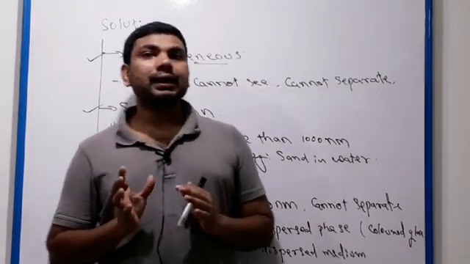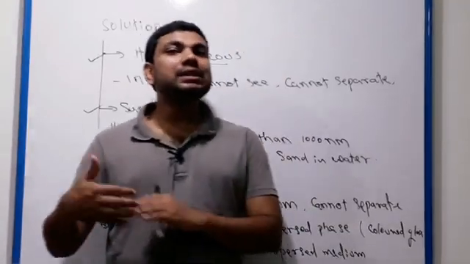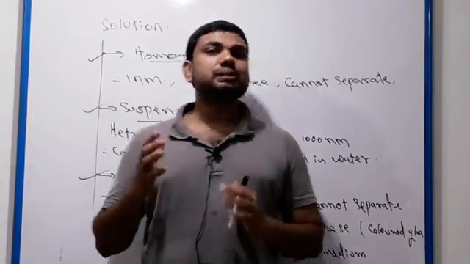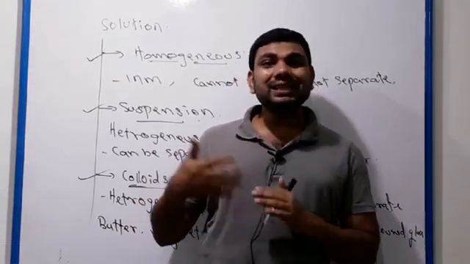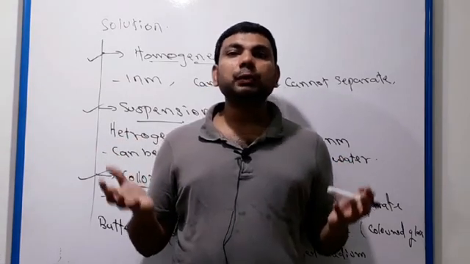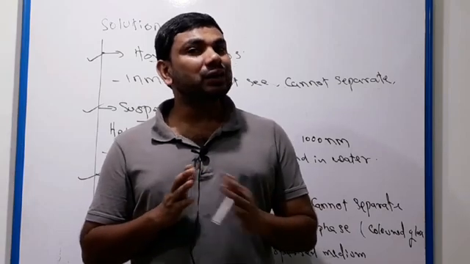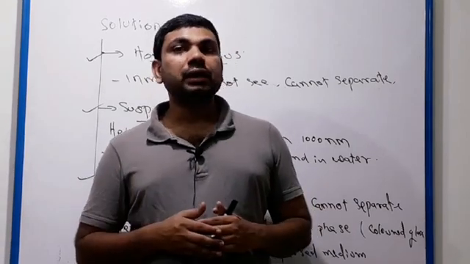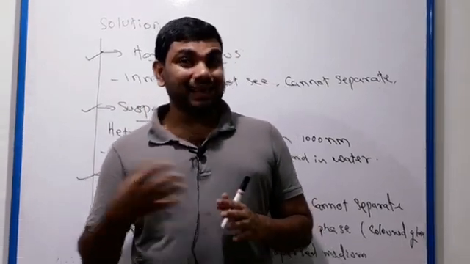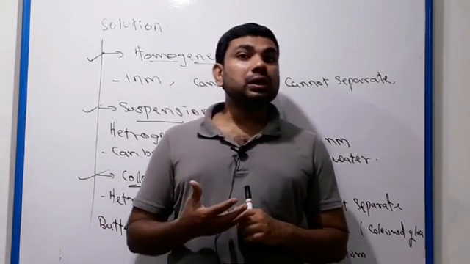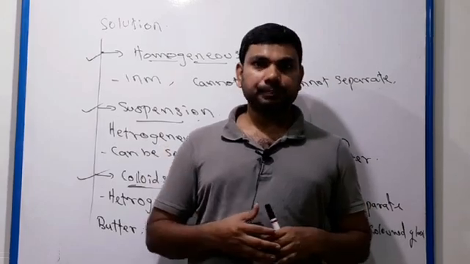Solution means there is a solute and a solvent. The solute is homogeneously dissolved. It is a homogeneous mixture. Homogeneously dissolved means we cannot see the solute particles, and the solute particles cannot be separated by filtration. The size of the solute particles is very small. Examples of this type of solution are sugar solution and salt solution.